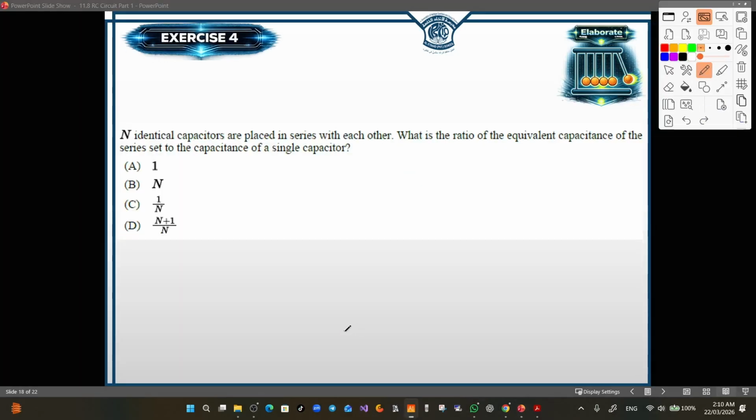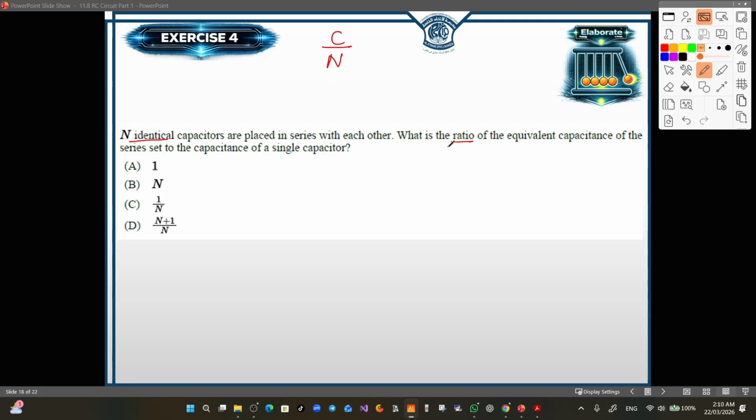Now, when identical capacitors are placed in series with each other, what is the ratio of the equivalent capacitance of the series set to the capacitance of a single capacitor? Since we are dealing with identical capacitors, let's denote the capacitance of a single capacitor by C. Since we have n identical capacitors, I will use the shortcut to find the equivalent. It can be written as C over the number of the capacitors, which in this case is n.